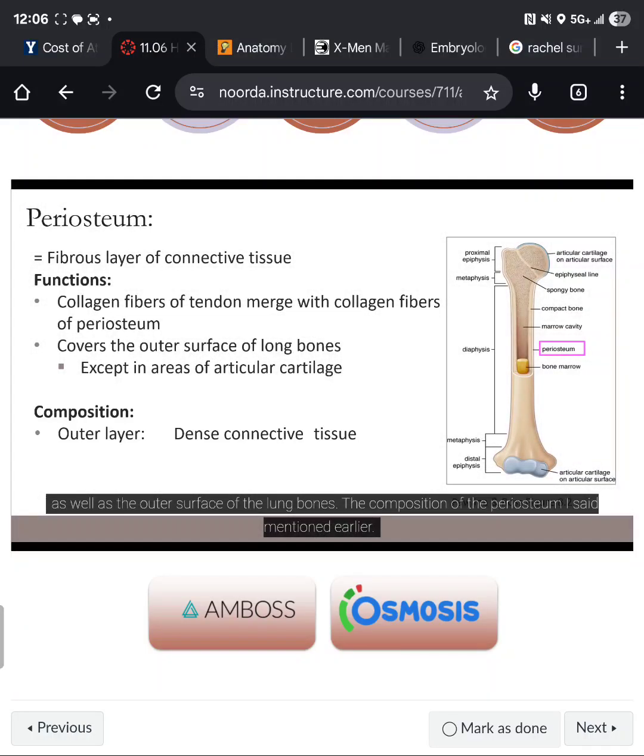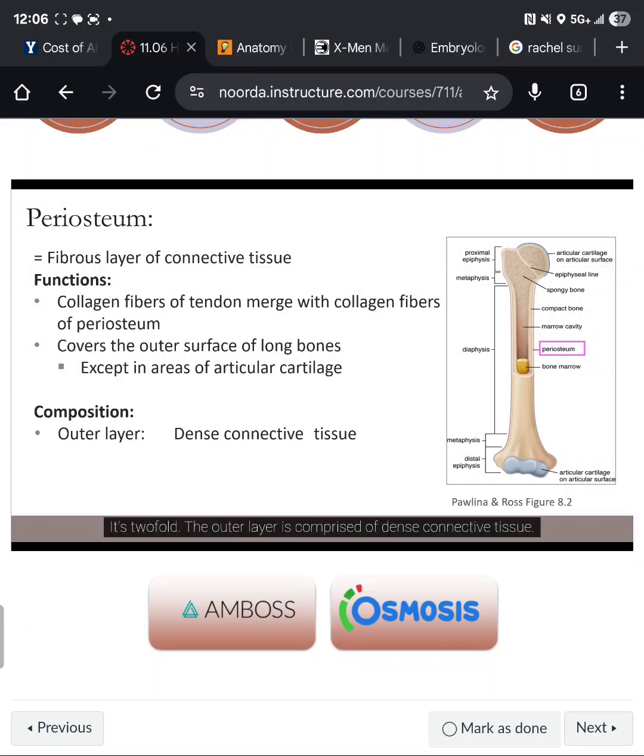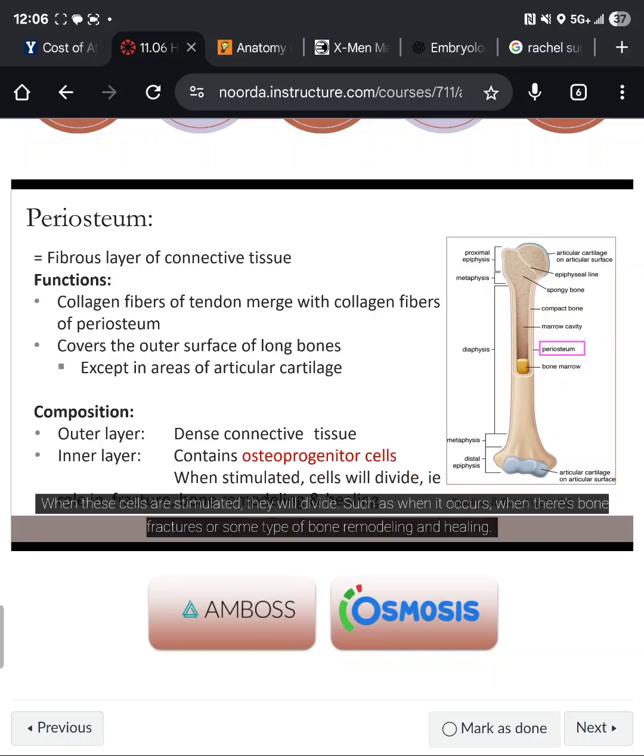The composition of the periosteum, mentioned earlier, is twofold. The outer layer is comprised of dense connective tissue. The inner layer has connective tissue, but also contains the key osteoprogenitor cells. When these cells are stimulated, they will divide, such as when there are bone fractures or some type of bone remodeling and healing.